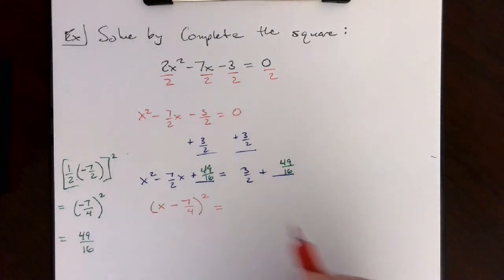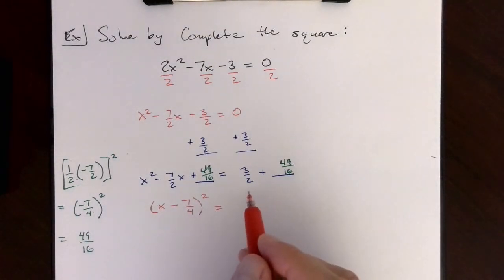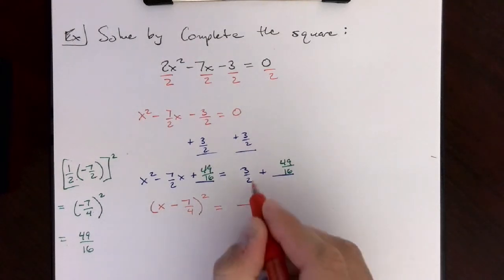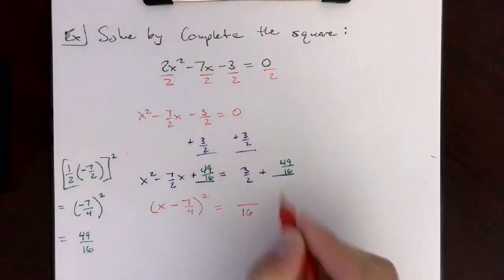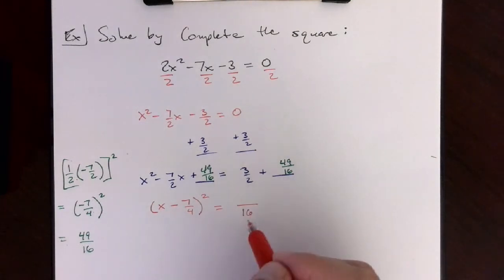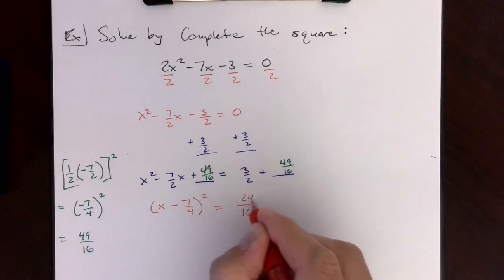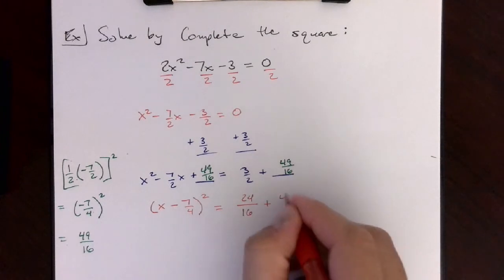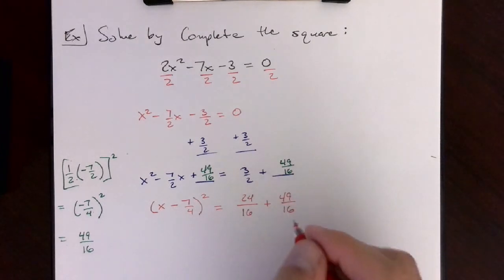And it's going to be equal to, on this side, we're going to add these together. 3 halves plus 49/16. These are fractions, so we need a common denominator. So you want to rewrite 3 halves as something over 16, because we want to be able to add these together. 2 times what gives you 16? Well, 2 times 8 gives you 16, so 3 times 8 is 24 in the numerator. So we've got 24 over 16, plus here 49 over 16, already over the common denominator of 16.